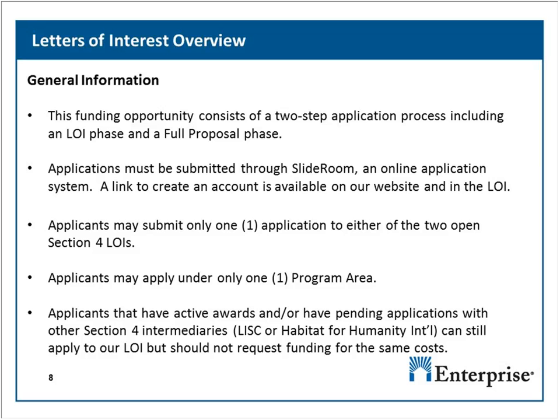We also want to point out that if you're an applicant that has either an active award or a pending application with the other Section 4 intermediaries that I mentioned, LISC or Habitat, you can still apply to our LOI, but we ask that you not duplicate your request. So if you have a grant to LISC, please do not submit the same ask, same time frame, same use of the grant to Enterprise.